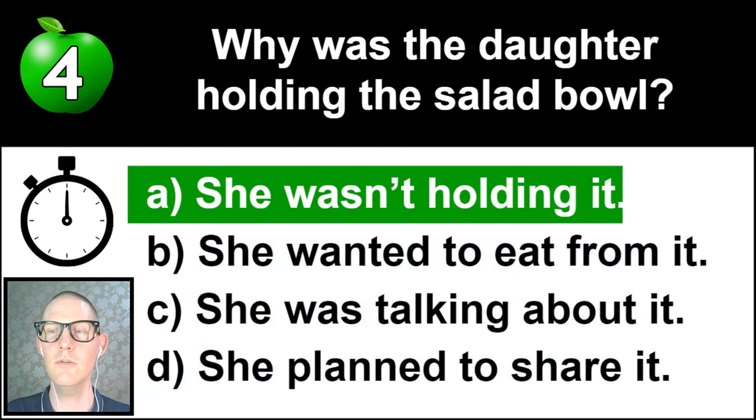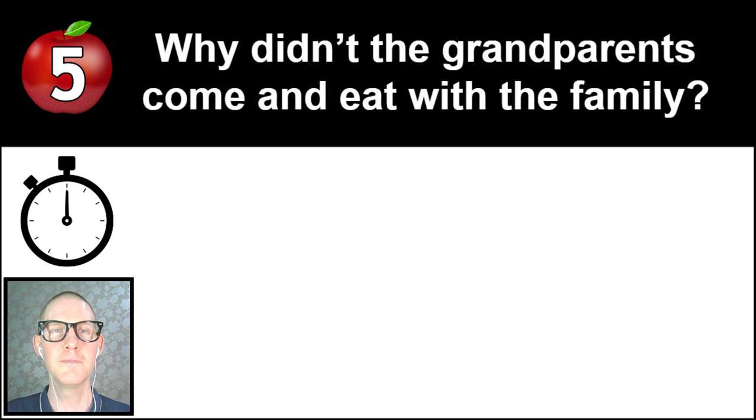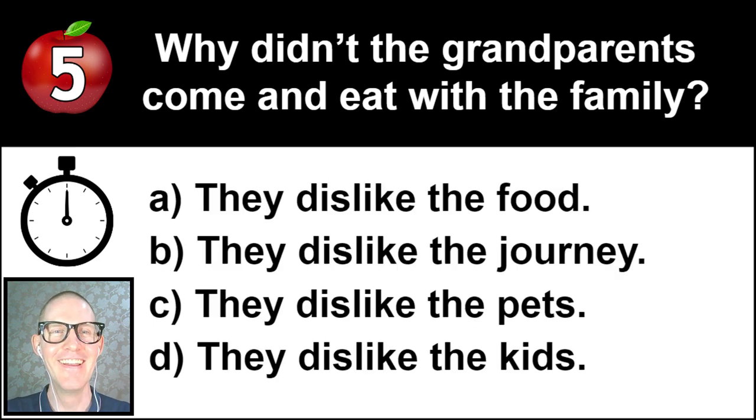Okay, let's go to number 5. Why didn't the grandparents come and eat with the family? A, they disliked the food. B, they disliked the journey. C, they disliked the pets. Or D, they disliked the kids. Here is your music.